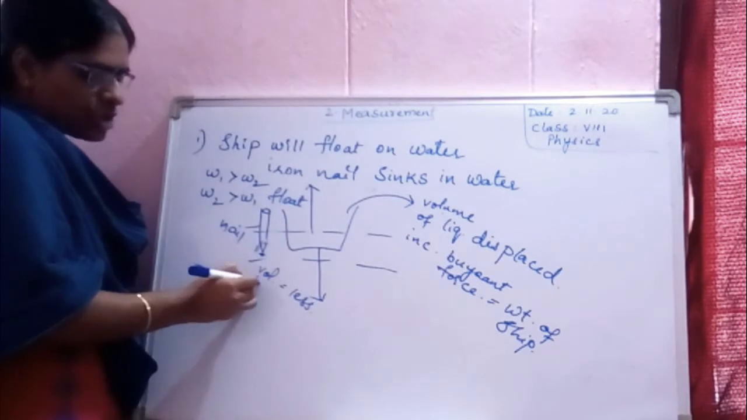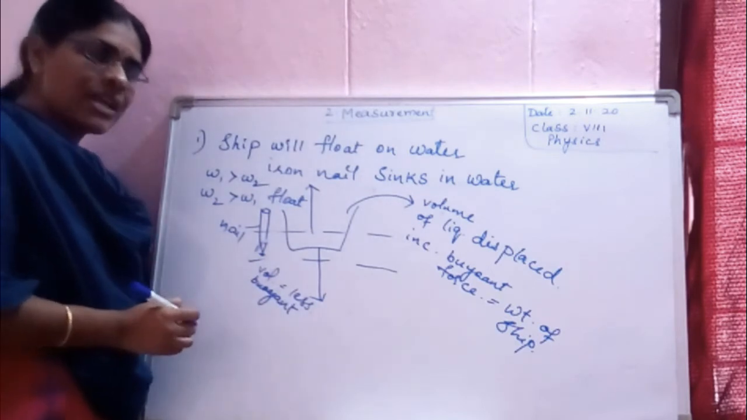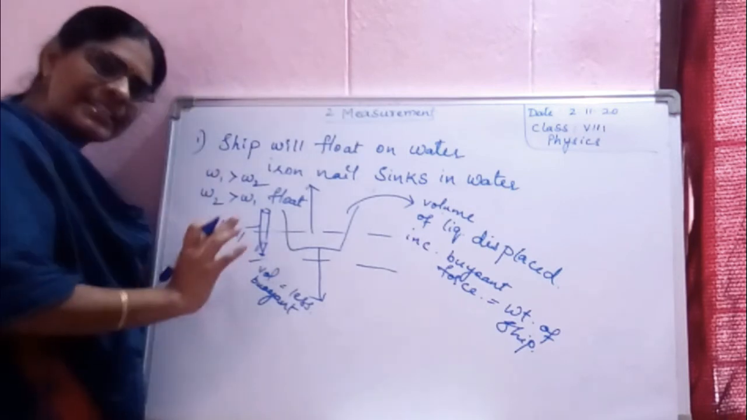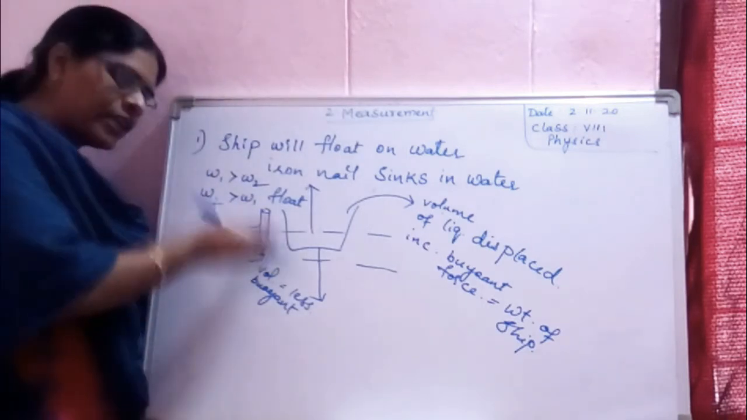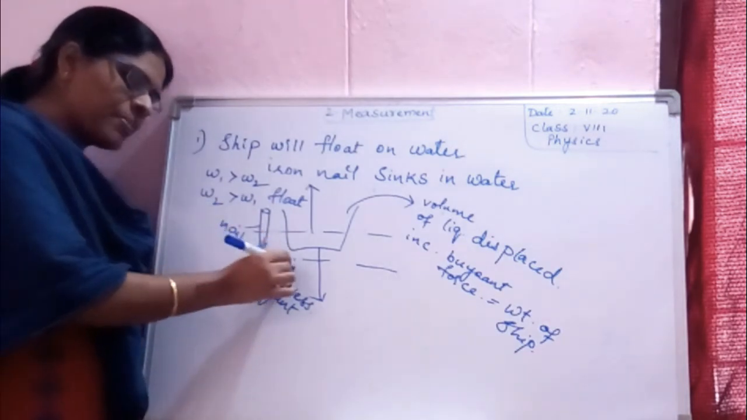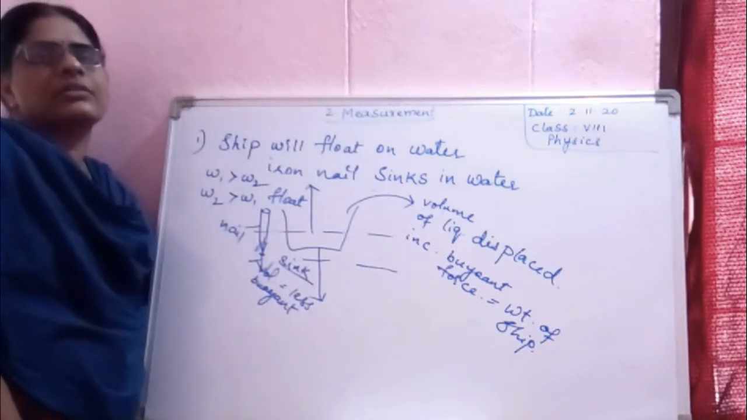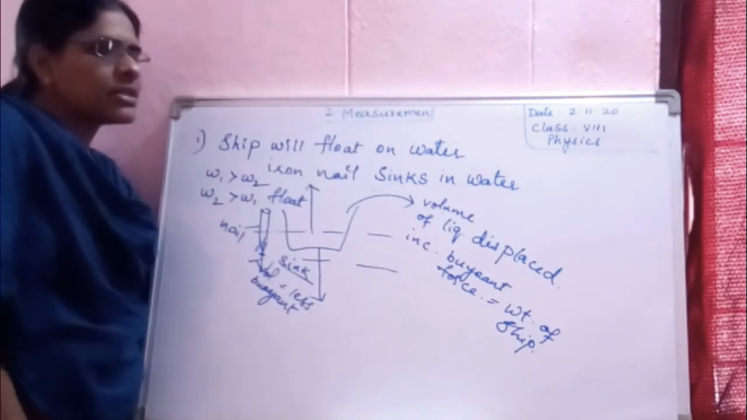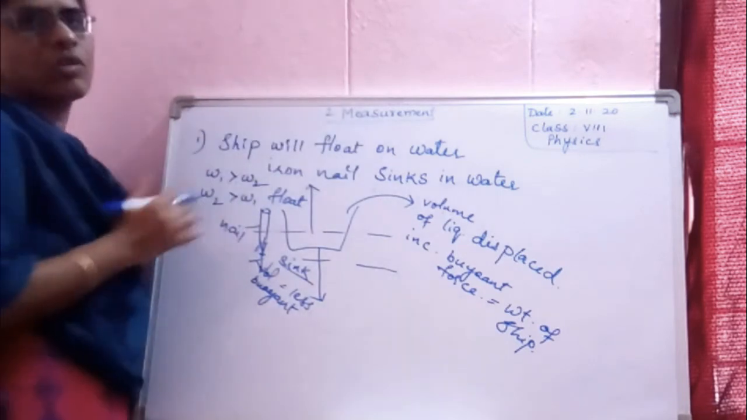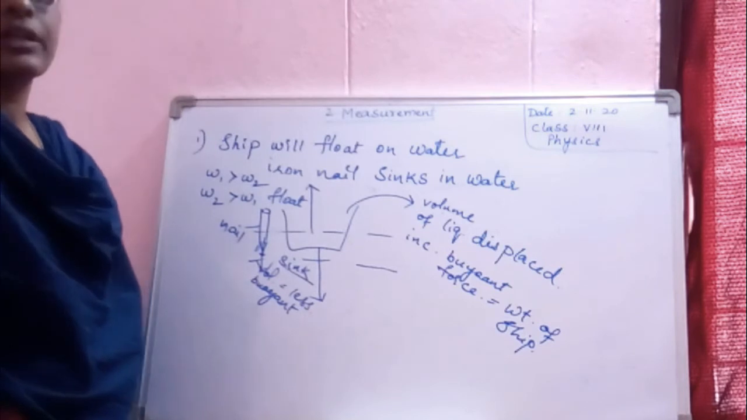Buoyant force will be less. What happens now? The buoyant force acting upward, the upward force, is less than the weight of your nail. Then what happens? Your object must compulsorily sink in water. Follow, children? This is the principle regarding why a ship will float on water and an iron nail sinks in water.